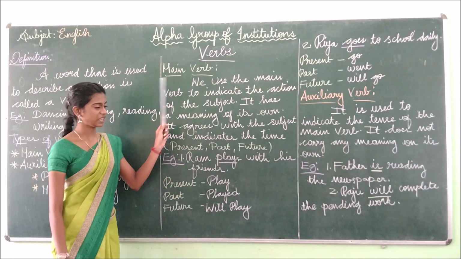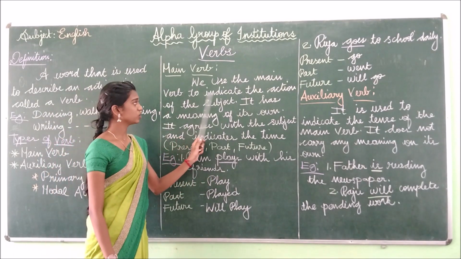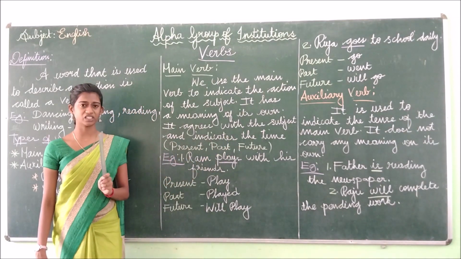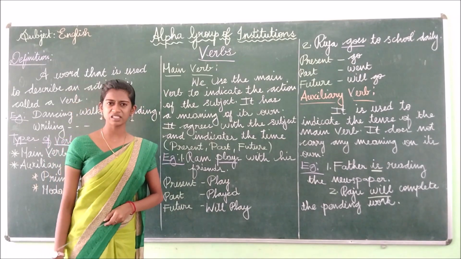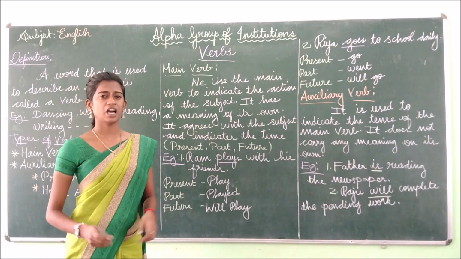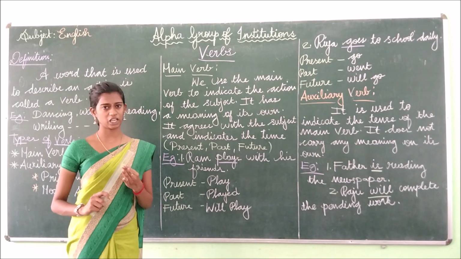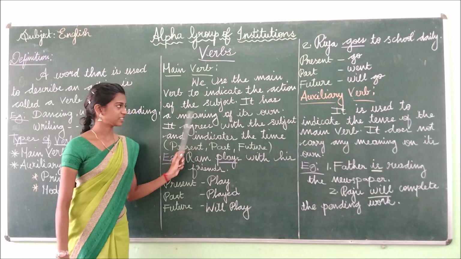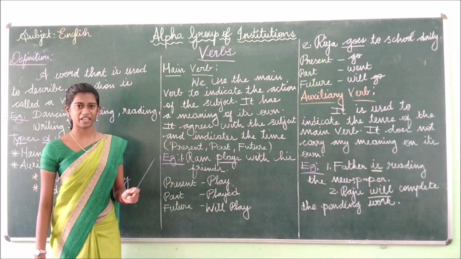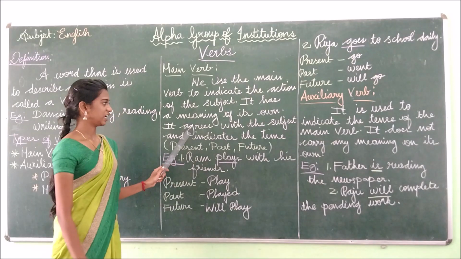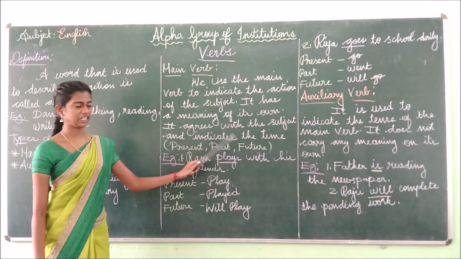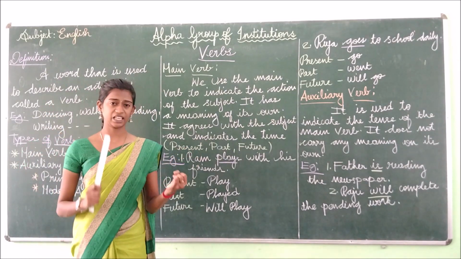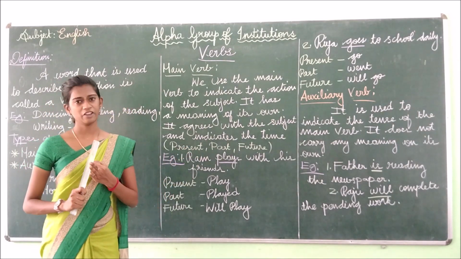So main verb is used to indicate the action of the subject, the action which is done by the subject. What is meant by subject? Subject means the name of the person, place, thing or animal. So it indicates the action of the subject, has a meaning of its own, agrees with the subject and indicates the time. What times does it indicate? The present tense, past tense and future tense.